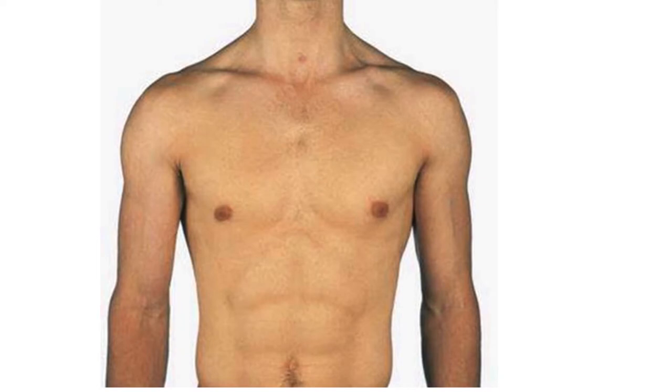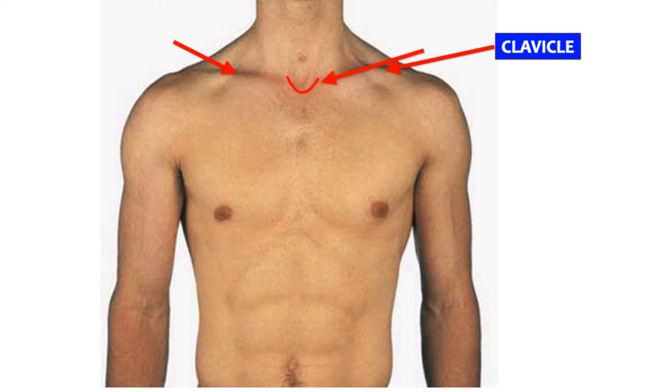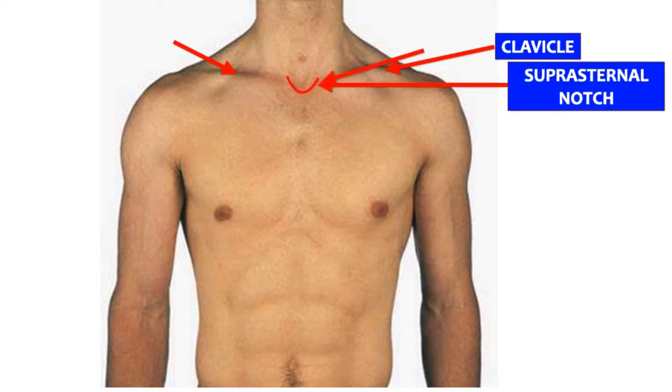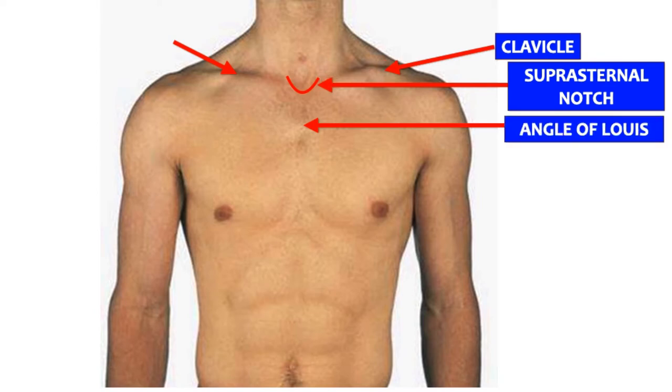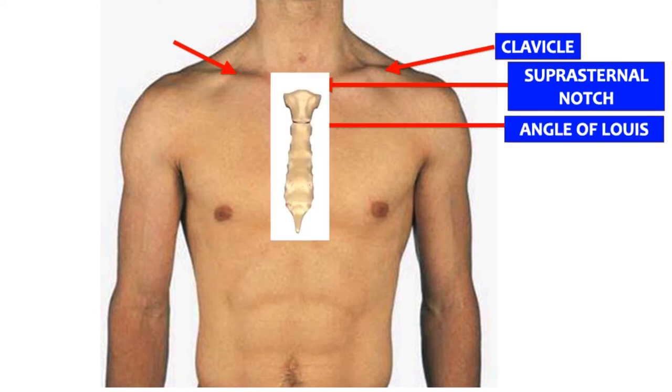In the illustration on the screen, you can see this red arrow indicates clavicle. You can see that clavicle is visible and palpable throughout its length. The medial end of the clavicle forms the lateral boundary of a notch called suprasternal notch. Now, this is sternal angle of Lewis. It is actually the junction of manubrium and the body of the sternum. It is clinically important because certain changes occur at this level.